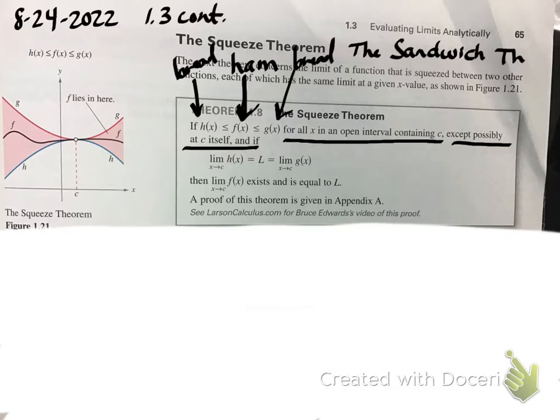So as long as h and g are equal to each other, if the two pieces of bread have the same value, then by the sandwich theorem, the piece in the middle is also going to have that same value. So that's really all that says. We will see it a little more in the future.